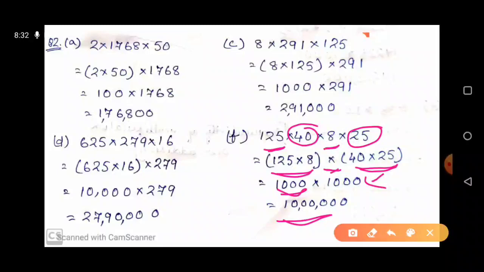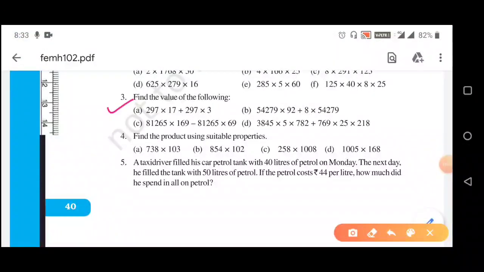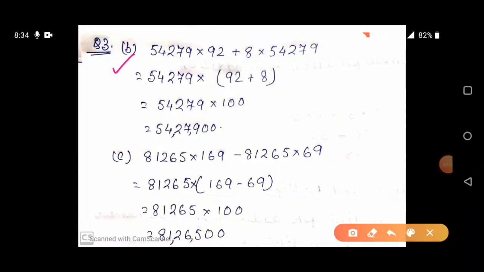So in this way you can multiply whole numbers by doing suitable arrangement, and this suitable arrangement helps us to get the answer easily. Now we will do question number 3 of exercise 2.2. Here find the value of the following. So here these questions are given. Let us do question number 3. So I am doing question number 3B first. Question number A is the homework.